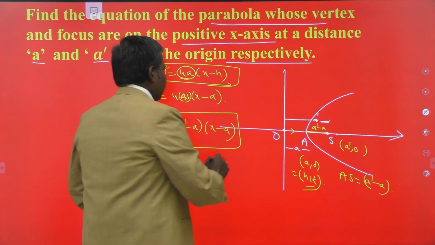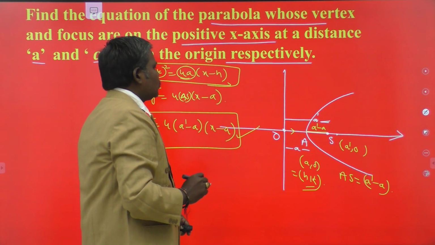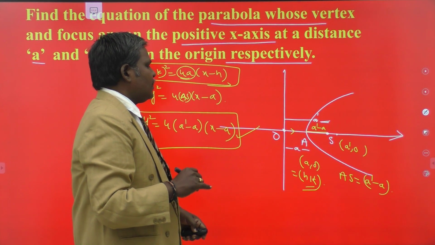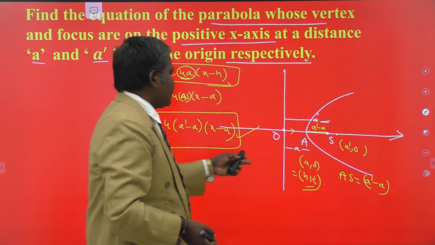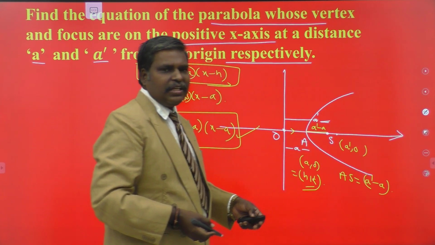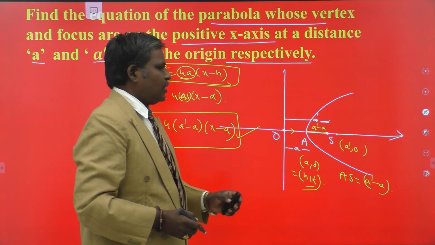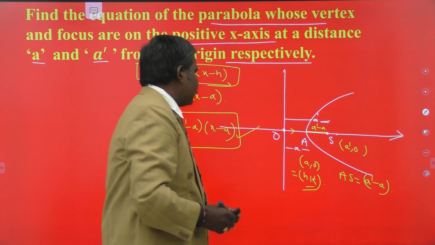This is the equation of the parabola whose vertex and focus are on the positive x-axis and which are at distances a and a dash from the origin, a and a dash from the origin itself. Okay.